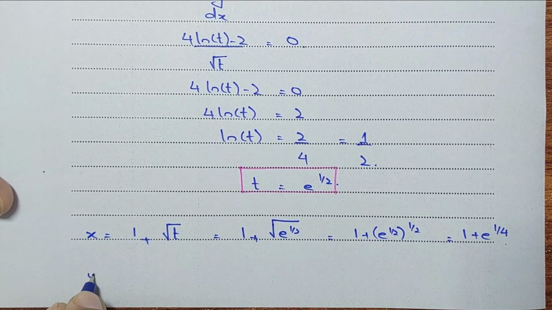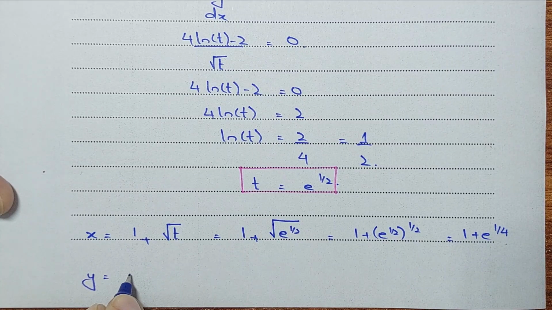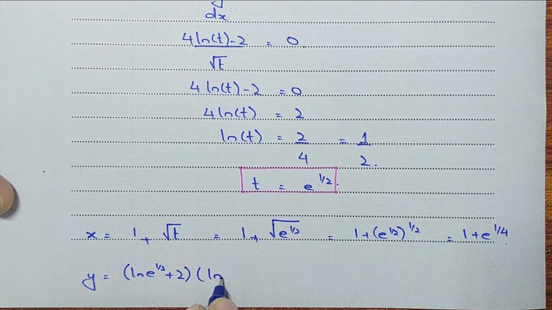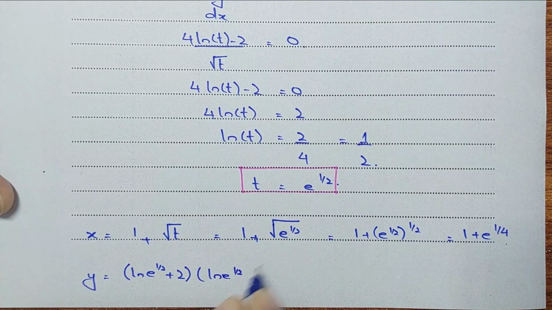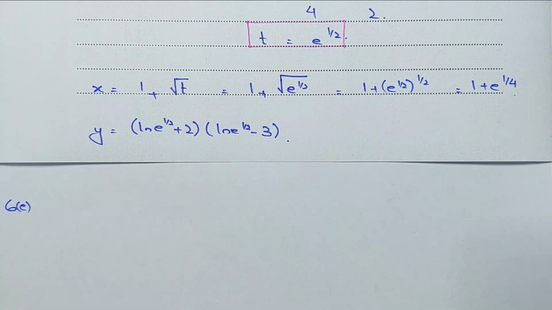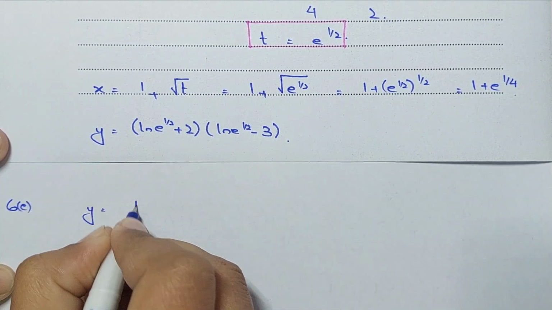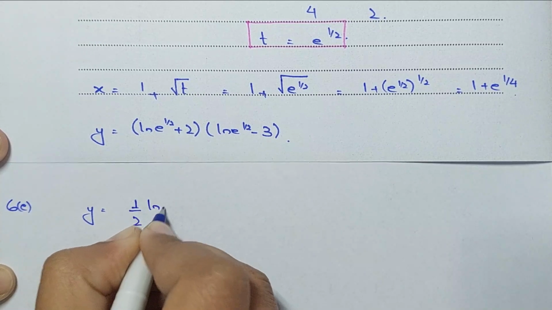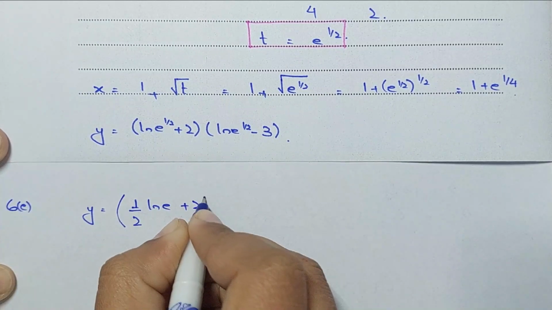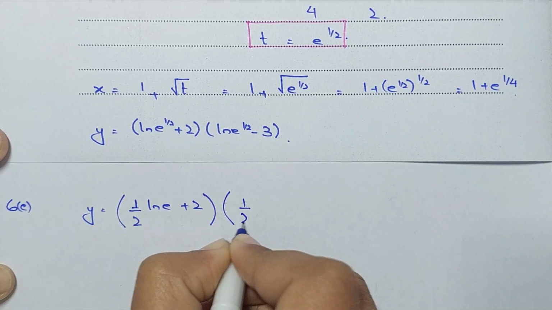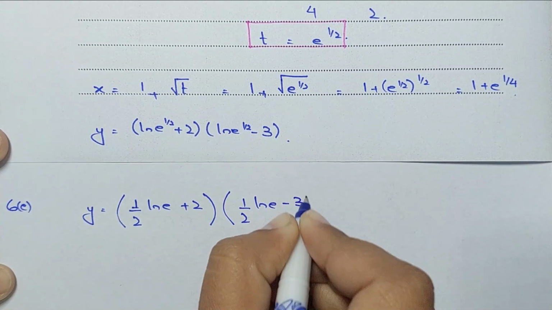Now for the y coordinate, we have ln t plus 2 into ln t, where t is e to the power 1 by 2, and minus 3. This is the y coordinate. So again, y is equal to, power comes before the log, 1 by 2 natural log of e plus 2 times 1 by 2 natural log of e and minus 3.